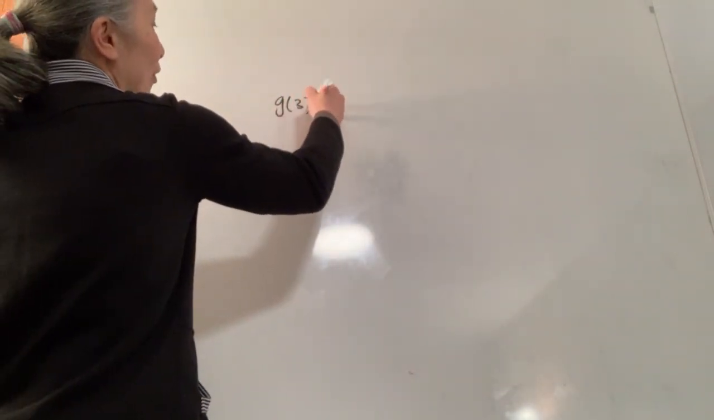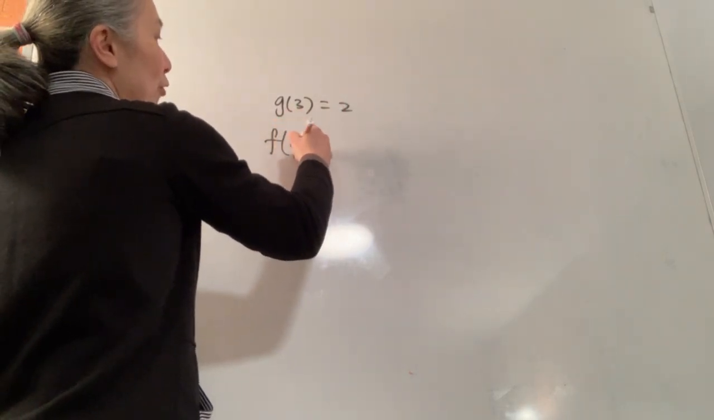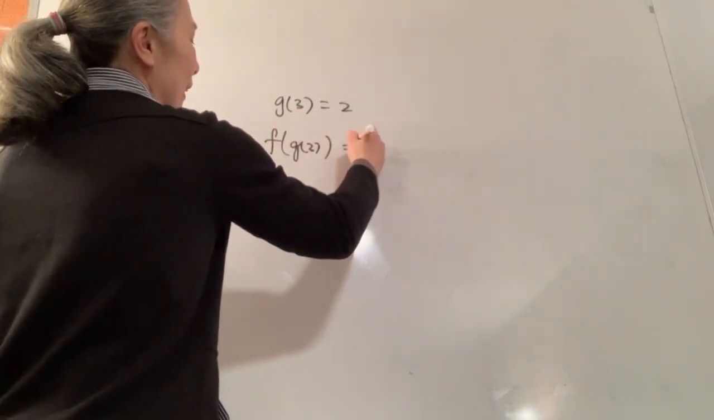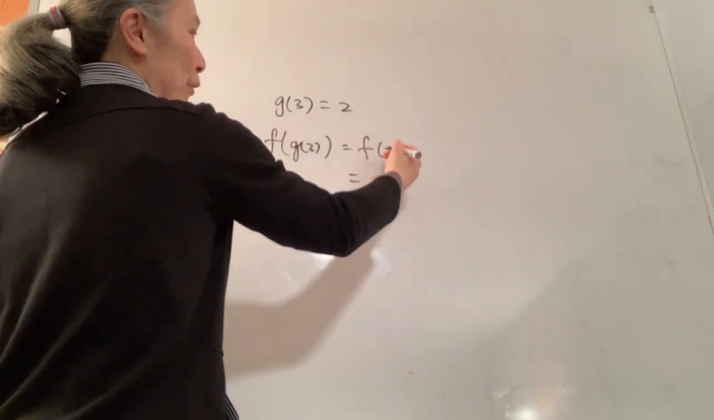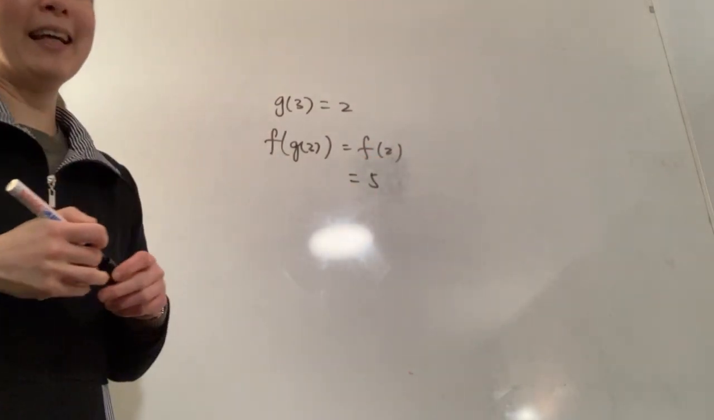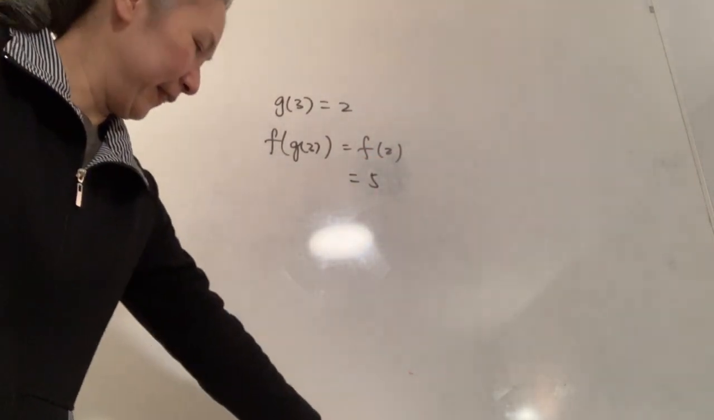Okay, the first thing is looking at G of 3. What is G of 3 going to give you? G of 3 gives you 2. So then you can replace G of 3 as 2. So you find out G of 3 is 2. Oh, then you just get 5. Yeah. So FG of 3 is equal to F of 2, and you find out F of 2 is 5. That's such a strange question.